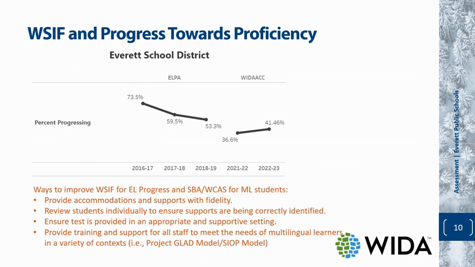So the first thing is we can provide accommodations and supports with fidelity. Make sure we know what students are supposed to have and make sure that they're provided those supports, that they get practice, that we are using best practices around supports. We can review our students individually to ensure that the supports are being correctly identified. There are some differences between accommodations and supports in WIDA versus SBA, and the IEP software is really intended for use with tests like SBA. So we want to individually assess students and make sure that they're getting supports for WIDA that are available to them. And I'm on hand to help your staff with that.